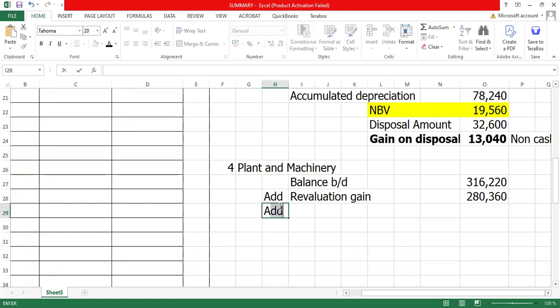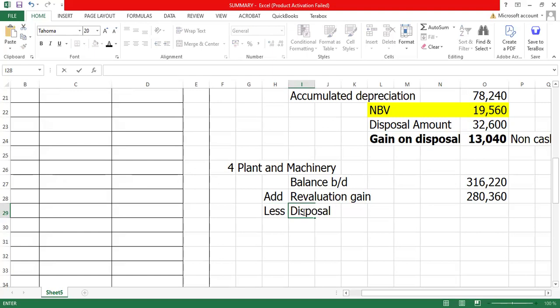Then we add back what? Maybe it could be the company's machinery, you add back that one. But in this question, we don't have that. But in your workings, you need to know that we add back the assets if they are there. Okay. Then after that, we raise first of all, you raise the disposal.